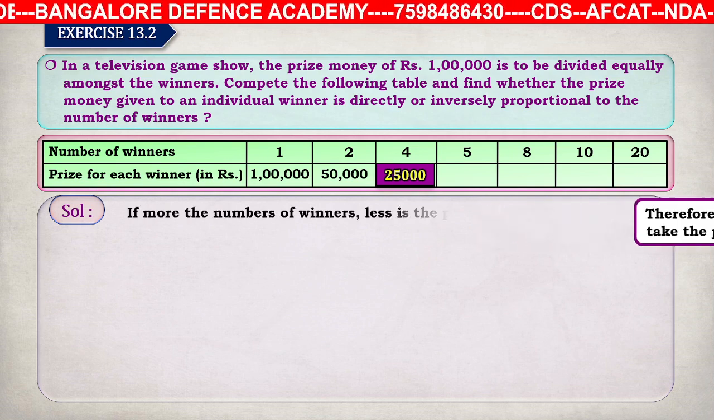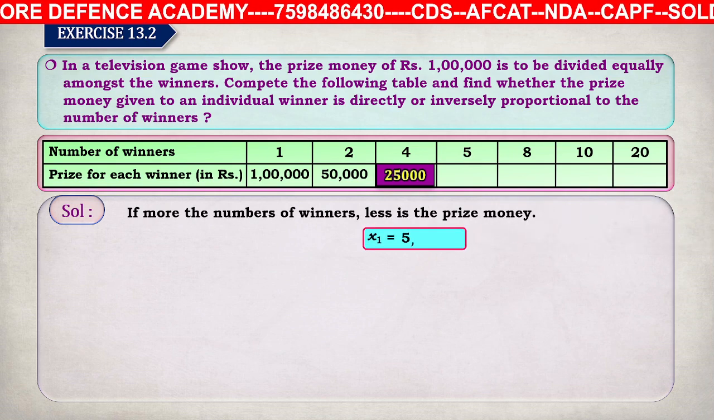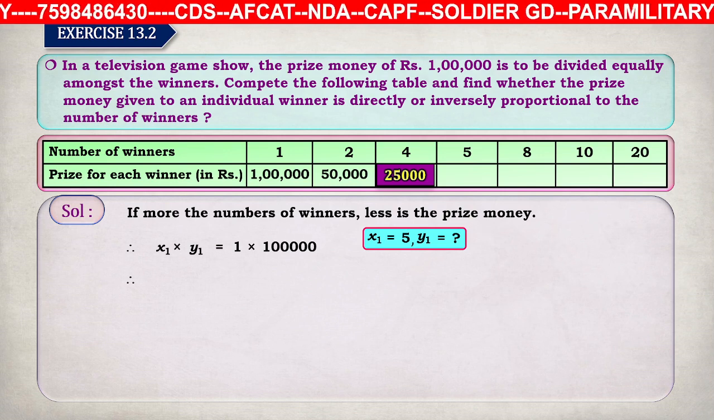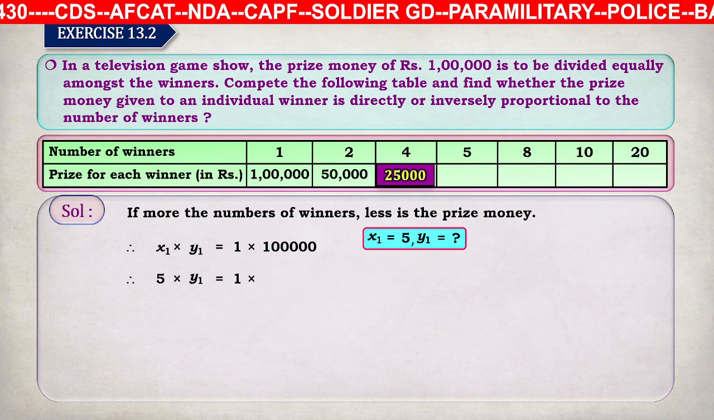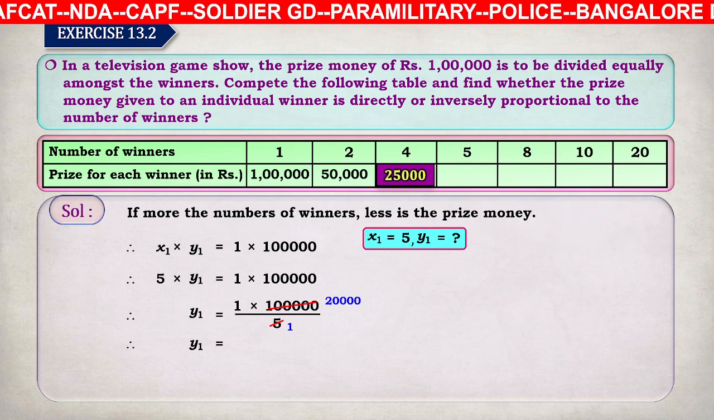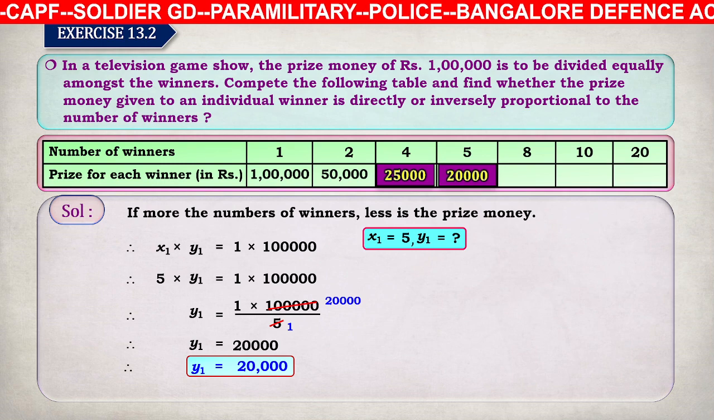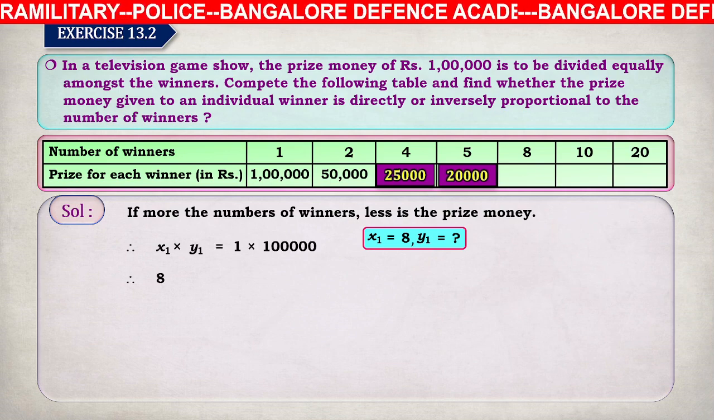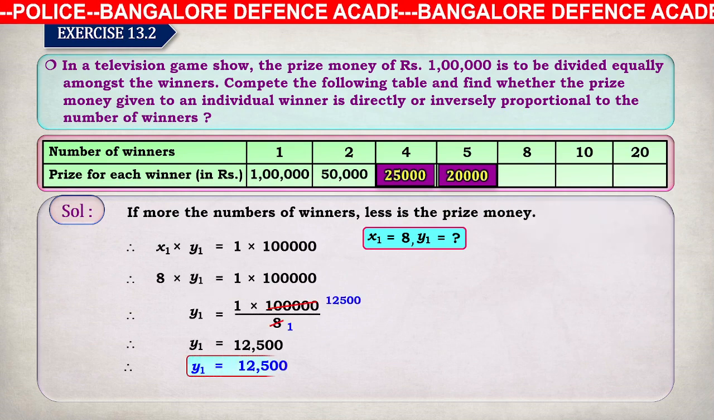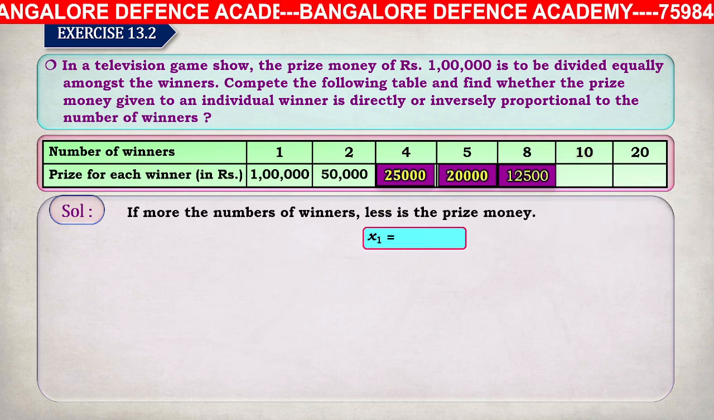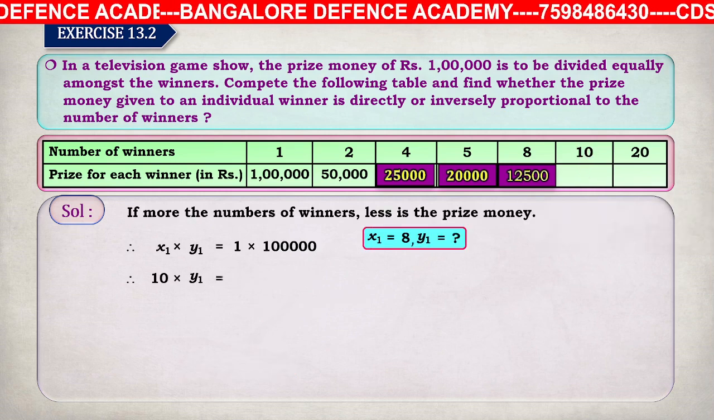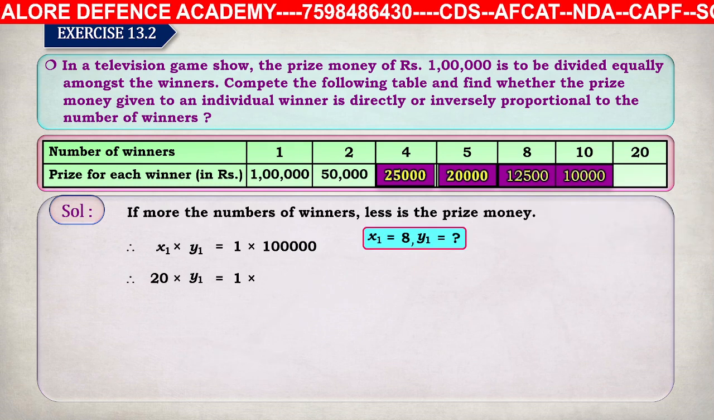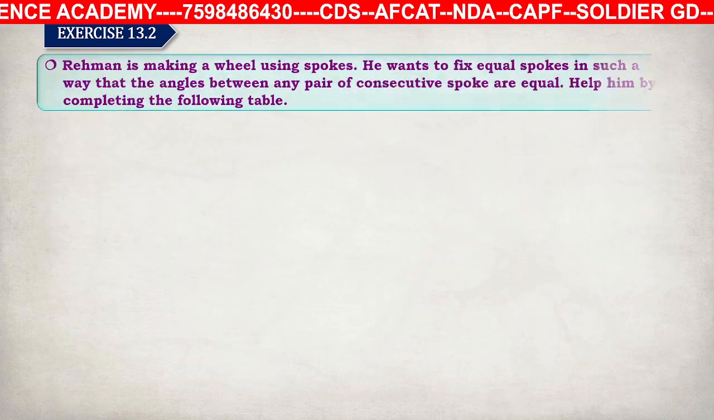Now let us try for 5 participants. So simple, I am just going to divide 1 lakh by 5. You get the answer 20,000. So each participant will get 20,000. In a similar way, if you divide 1 lakh by 8, in inverse proportion, you get the answer 12,500. And for 10 members, it would be 10,000. And for 20 members, it would be 5,000.